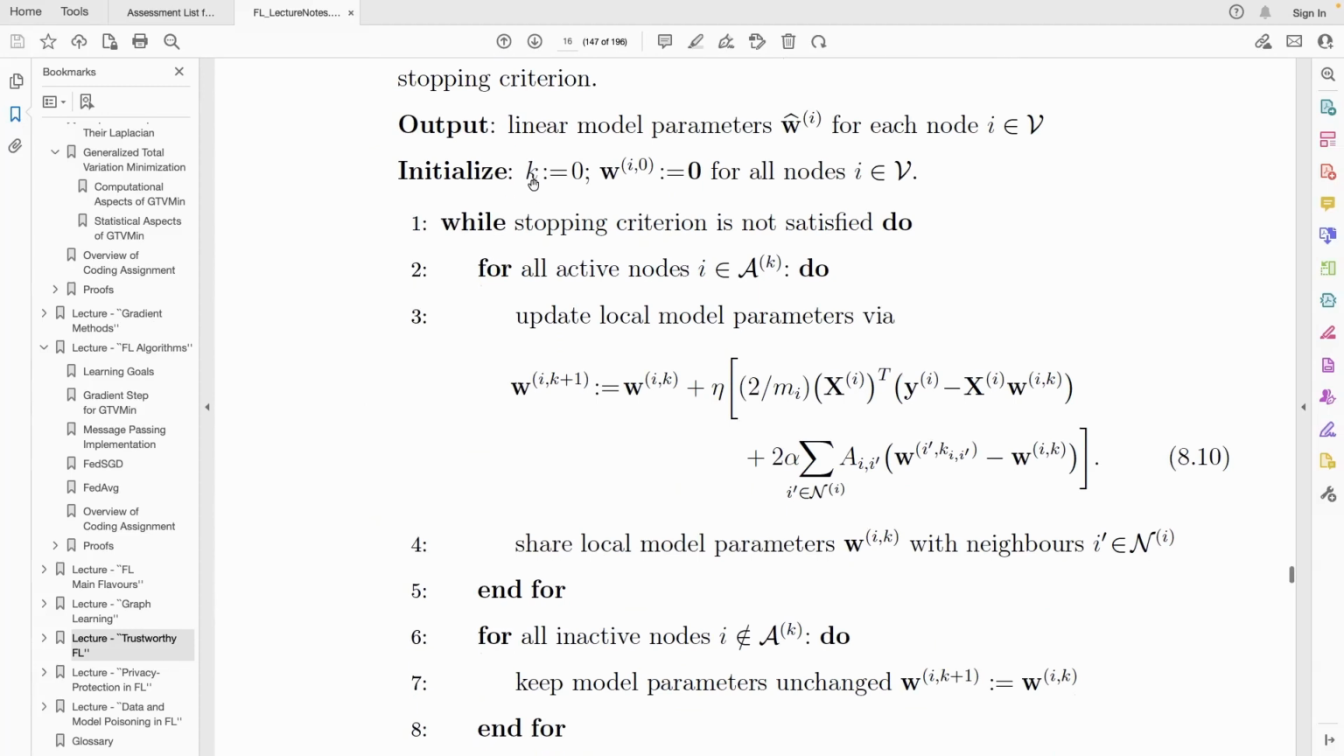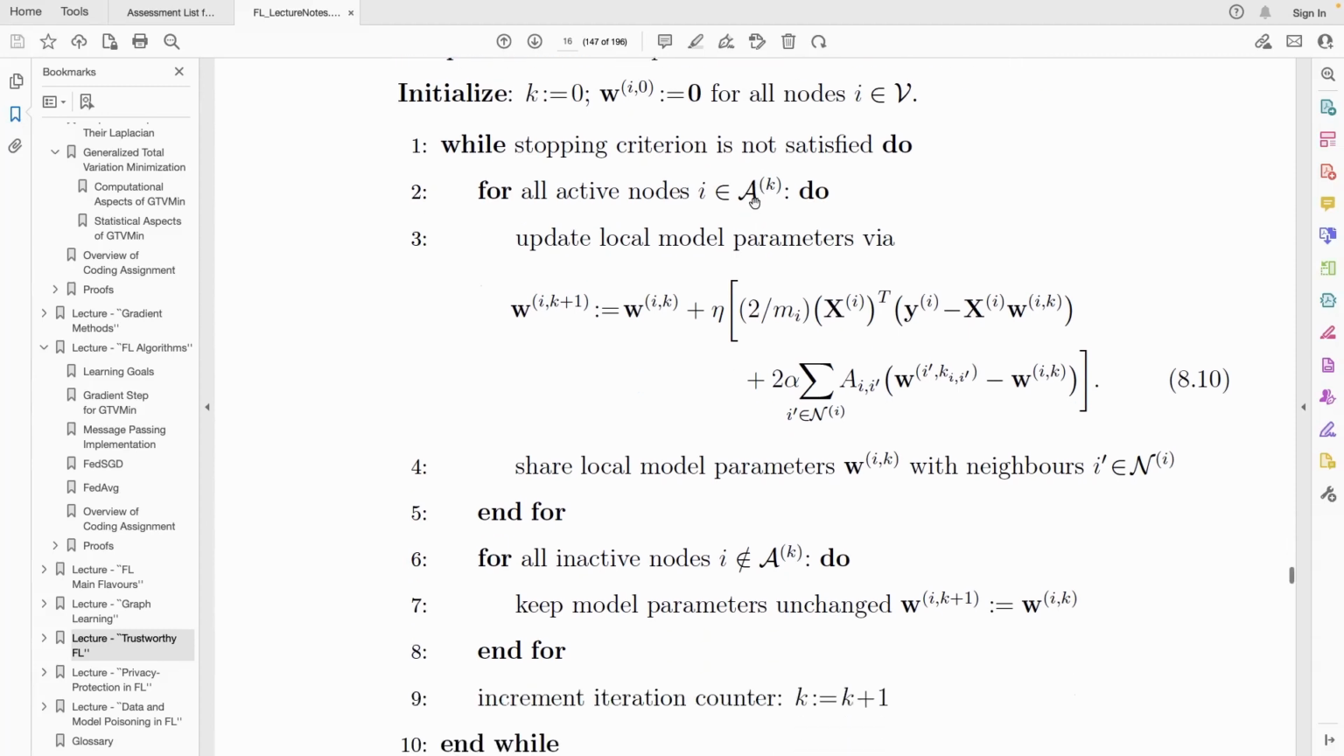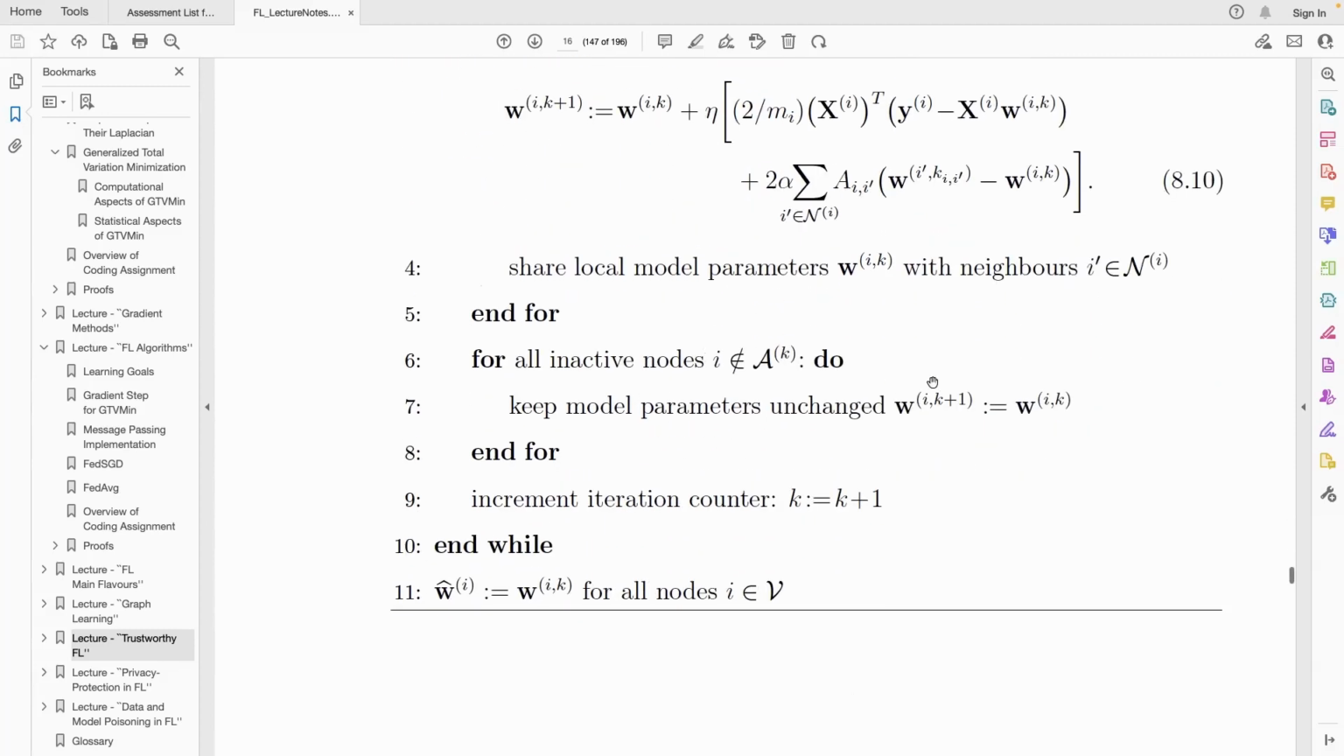Rather, in each new clock tick, we just have a bunch of active nodes. Every time something happens, each new iteration, it means some of the nodes do an update. Some of the nodes have received the updates from their neighbors and do an update. Those who do the update are collected in this set A superscript K, A for active. And all others don't do anything. They just keep their local model parameters unchanged.